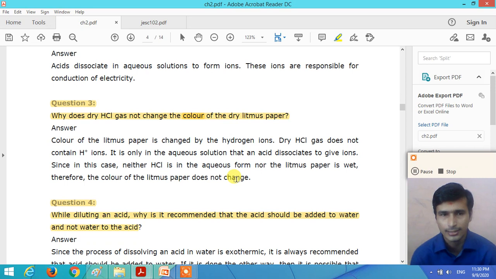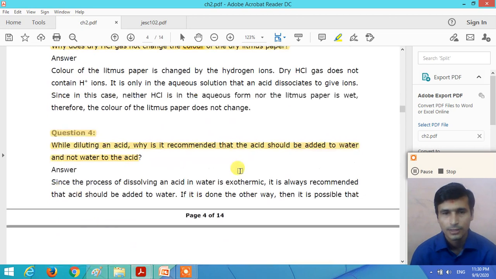So dry HCl gas does not change the color of dry litmus paper because it does not contain the hydrogen ion. But when we dissolve dry HCl in water, it produces the H plus ion, and due to this acidic nature, the color of the litmus paper will change, right? Now question number 4: while diluting an acid, why is it recommended that the acid should be added to water, not water to the acid, right?